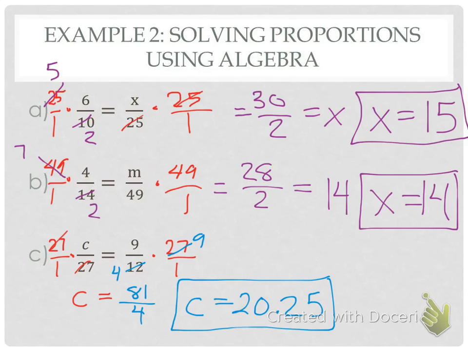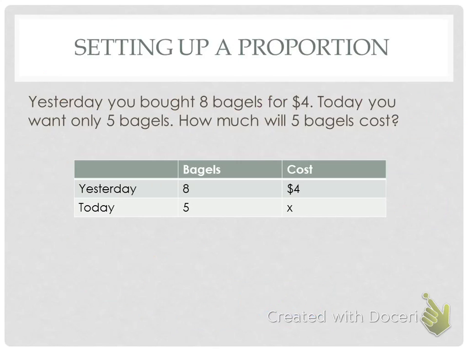All right, last but not least, setting up a proportion given a word problem. You can bank on me giving you one of these on a quiz or a test, okay? So here, this is going to call on that higher level reasoning. You have to be able to pick apart a word problem and set up your proportion. So here's the question. It says, yesterday you bought 8 bagels for $4, and today you only want 5 bagels. How much is it going to cost you?